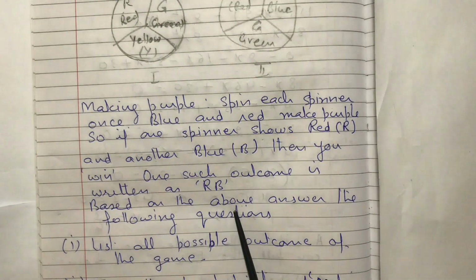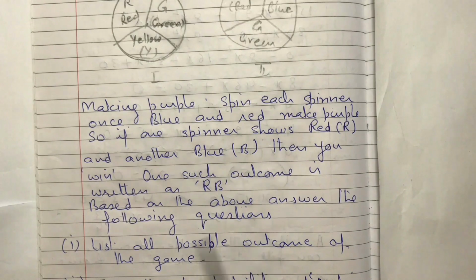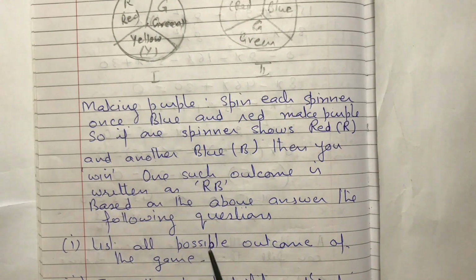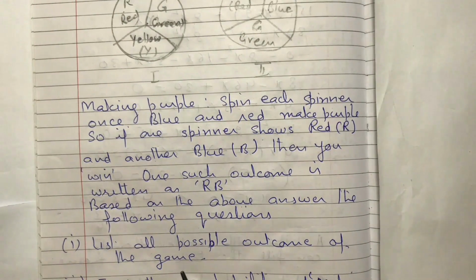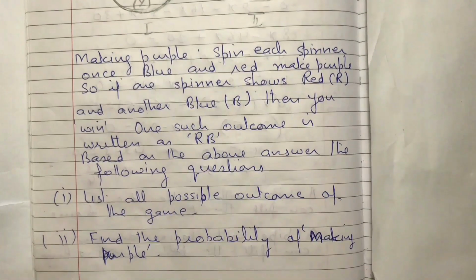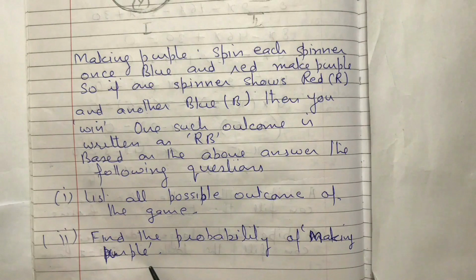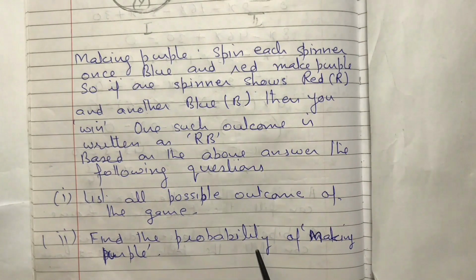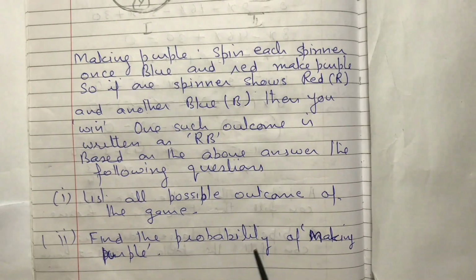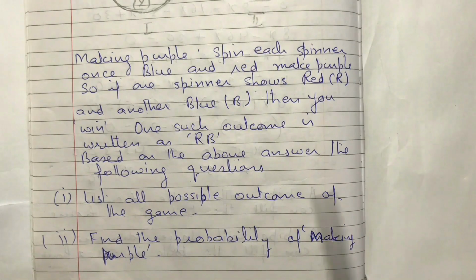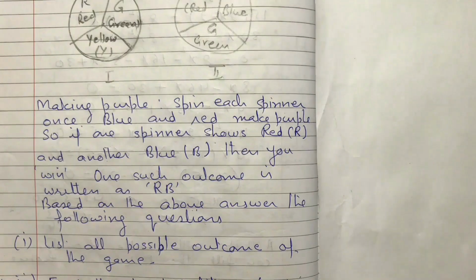Based on the above, answer the following questions. First question is list all possible outcome of the game. And its second question is find the probability of making purple. Now these 2 questions are written on this page and rest. And third question is written on the next page. Let me explain first.